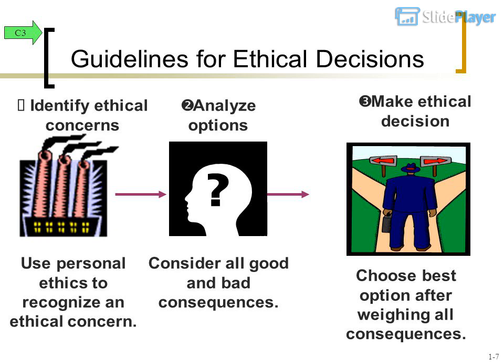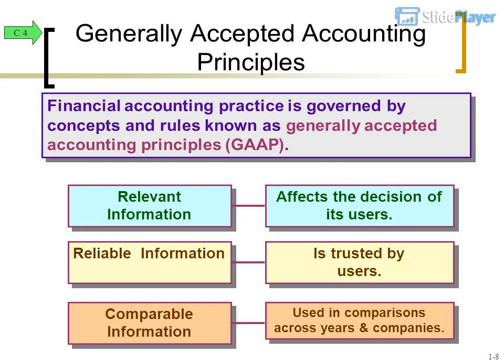Generally accepted accounting principles. Financial accounting practice is governed by concepts and rules known as Generally Accepted Accounting Principles, GAAP. Relevant information affects the decision of its users. Financial accounting is governed by a set of rules we call Generally Accepted Accounting Principles, or GAAP for short.